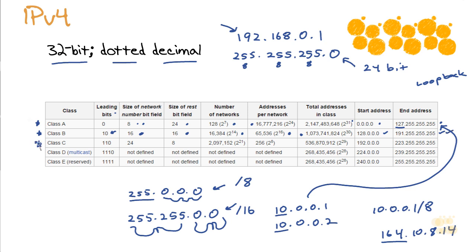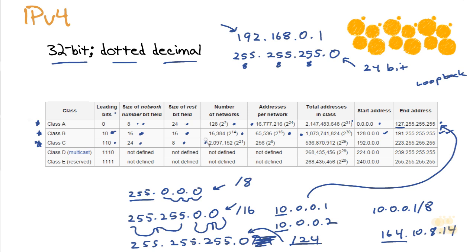The Class C range starts with 110, 24 bits for the networking, only 8 bits for hosts. The default mask would be 255.255.255.0/24. Oh, no, not /24, but that's how you could recognize it, right? Instead of writing it out like that, you could write /24. So that's an alternate representation of that subnet mask.